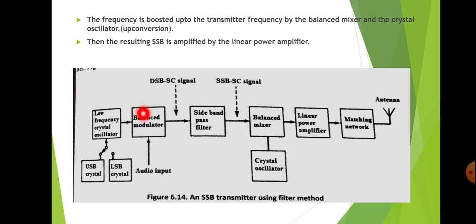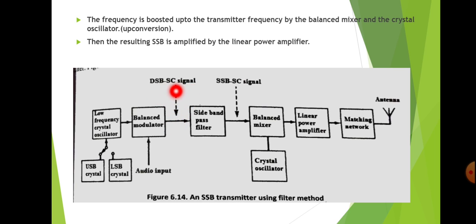That carrier frequency will be given to the balanced modulator. The balanced modulator is a product modulator, and the other input to the balanced modulator is the audio input. Audio input means a lower frequency signal, and it is used as the modulating signal. So the balanced modulator will receive a high frequency carrier signal and a low frequency modulating signal, find the product of these signals, and produce a double sideband suppressed carrier signal. That means at the output of this balanced modulator there is a DSB-SC signal.